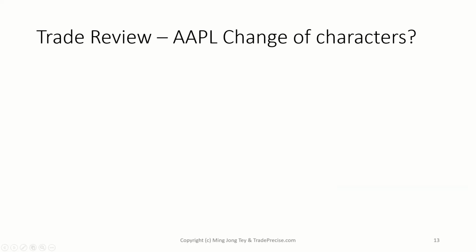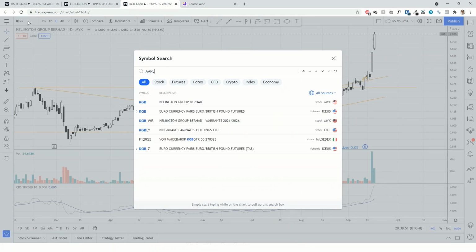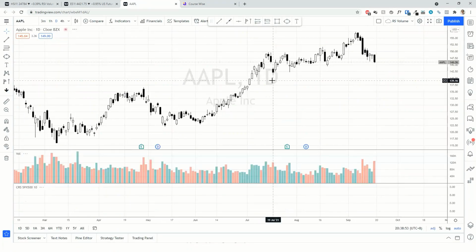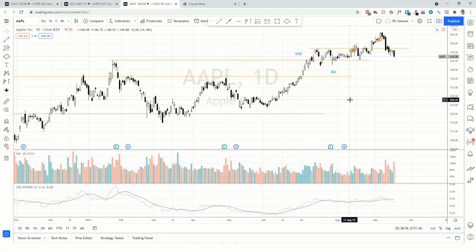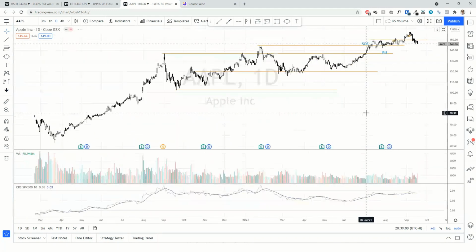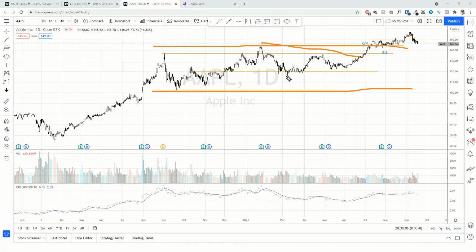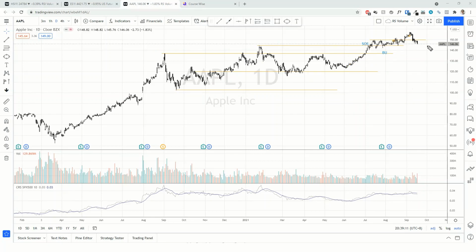Okay, next one, Apple. I think I mentioned it two times. Right now, I do see that there is something different about Apple. If you look at this chart, there is a lot of the causes or the accumulation. Maybe that's the apex. There's a possible sign of strength rally, backing up.